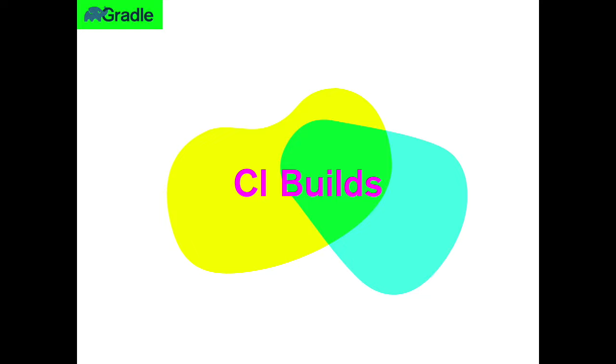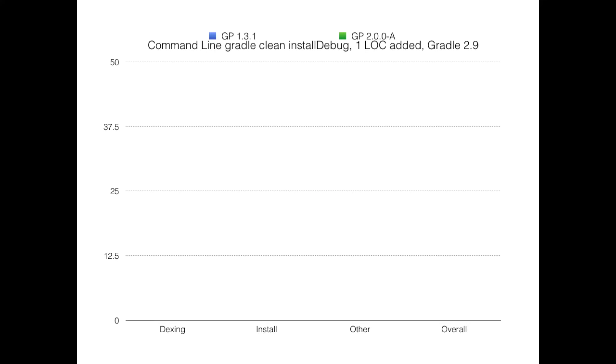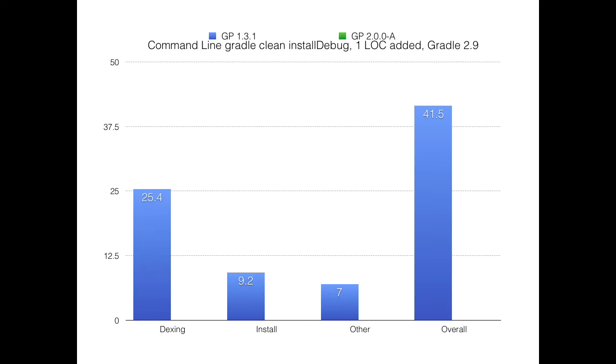So the last scenario I want to talk about are CI builds, which usually means you do a clean build, right? So now we're doing a clean install debug build. Install debug basically representing again that you will run some tests that need to be installed to a device. And if you now look at the numbers when you do a clean build, dexing is killing you, right? 25 seconds, right? 3 times longer than the install. So why is that? Anyone has an idea?